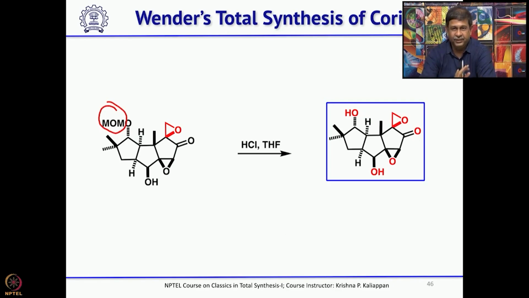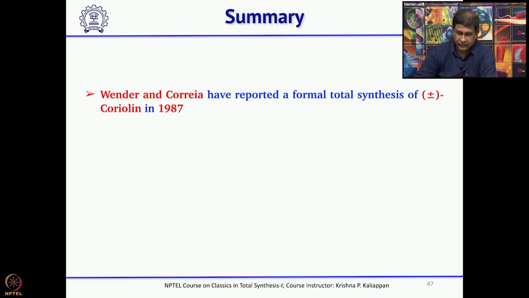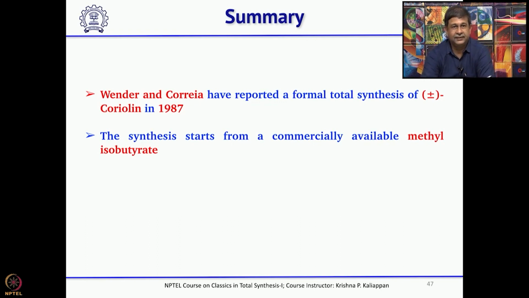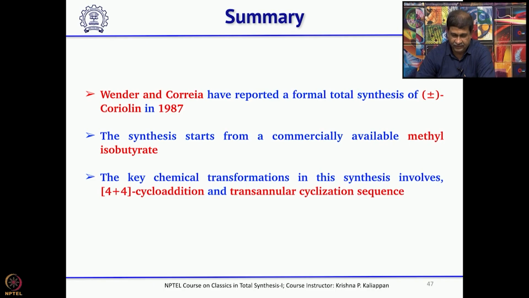If you look at this molecule, how many chiral centers are there? 1, 2, 3, 4, 5, 6, 7, 8. Out of 11 core carbons, if you look at the triquinane, there are 11 core carbons, 8 are chiral centers. See, that is the beauty of this synthesis. It is a highly selective total synthesis, and here he has used intramolecular cyclization as well as 4+4 cycloaddition to get these triquinanes. He reported this total synthesis way back in 1987, and he started with methyl isobutyrate, and the key steps involved in this total synthesis are 4+4 cycloaddition.